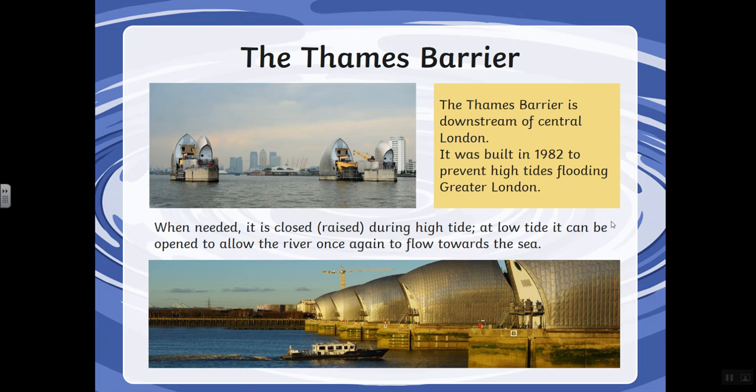The Thames Barrier. The Thames Barrier is downstream of central London. It was built in 1982 to prevent high tides flooding Greater London. When needed, it is closed, which means it's raised up during the high tide, and at low tide, it can be opened to allow the river to flow again towards the sea. So, just like the Amazon, the Thames is a river that will flood, and it changes from high tide to low tide. So, it's a tidal river, and that means that the water can be higher at different times.